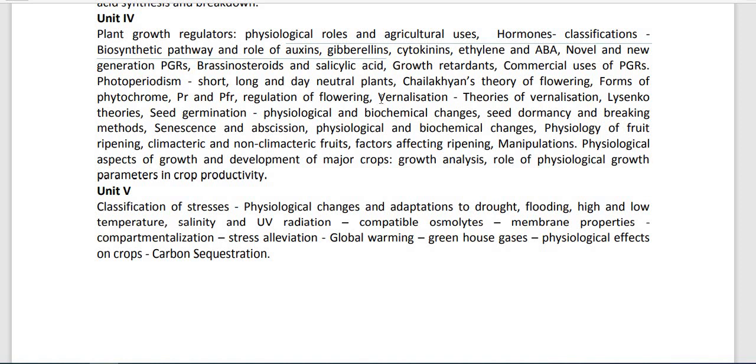And you have to know what vernalization is and who discovered vernalization. Then there are theories of vernalization, that is Lysenko's theory. You have to focus on these areas. Mainly in these areas you have to focus on what will happen to the flowering process if we change or interrupt the critical period of flowering.